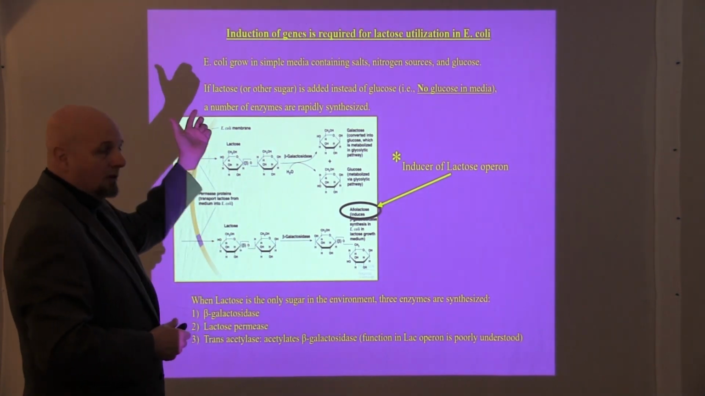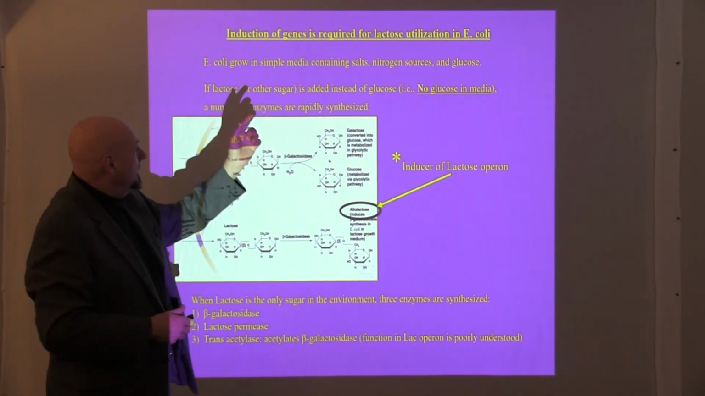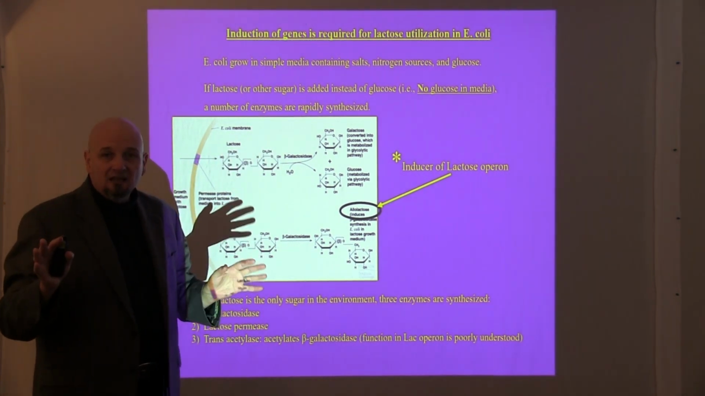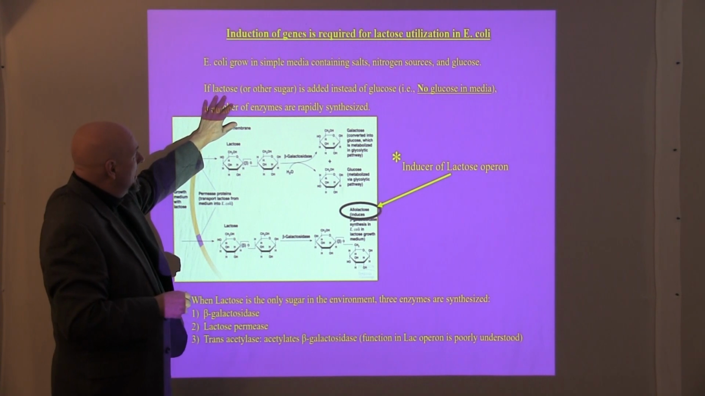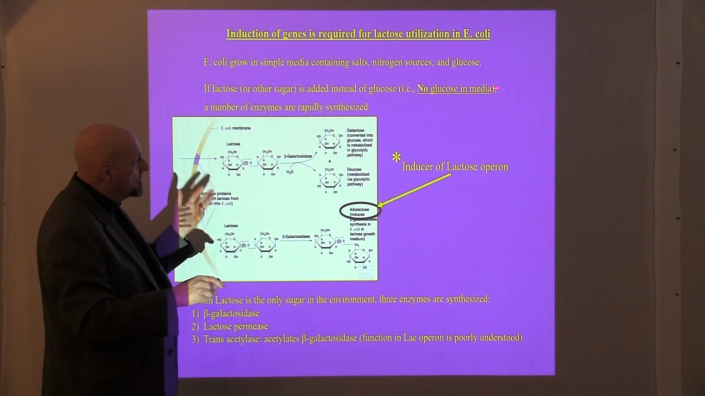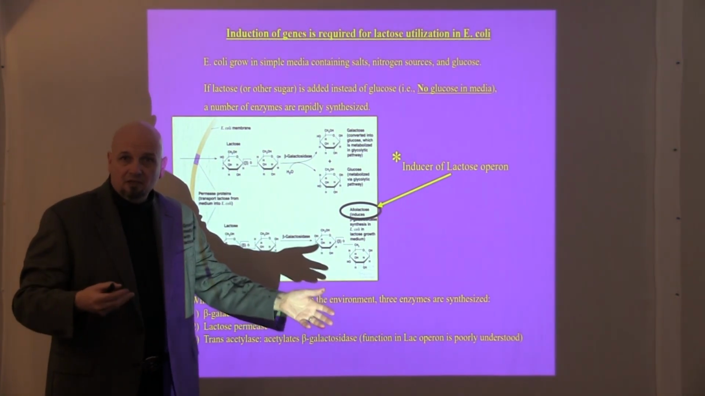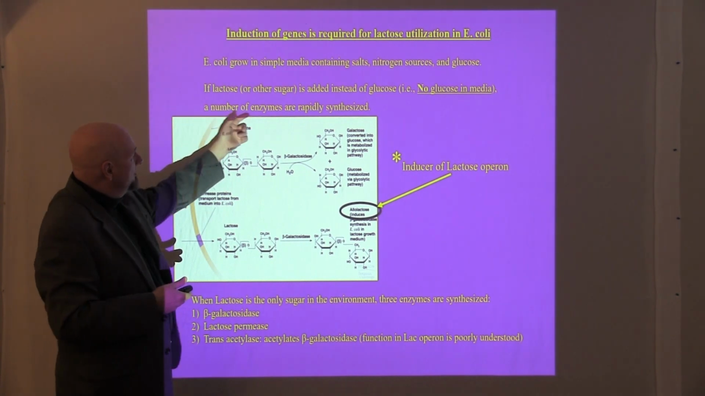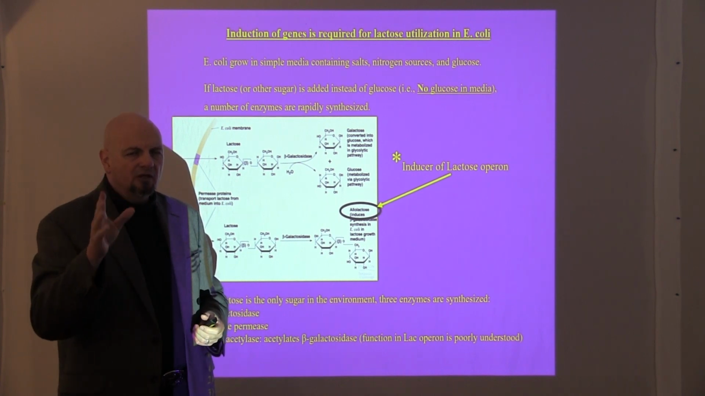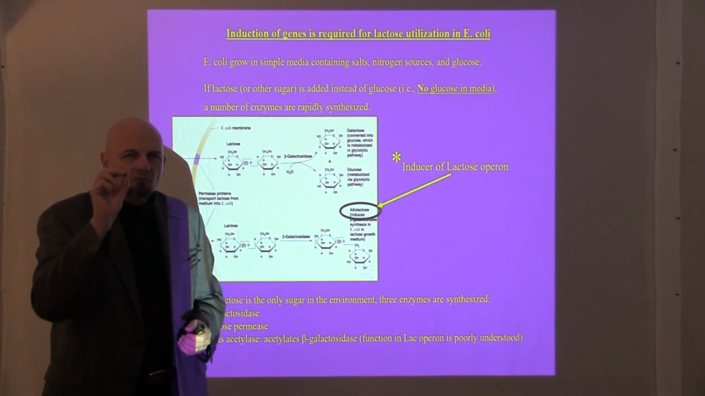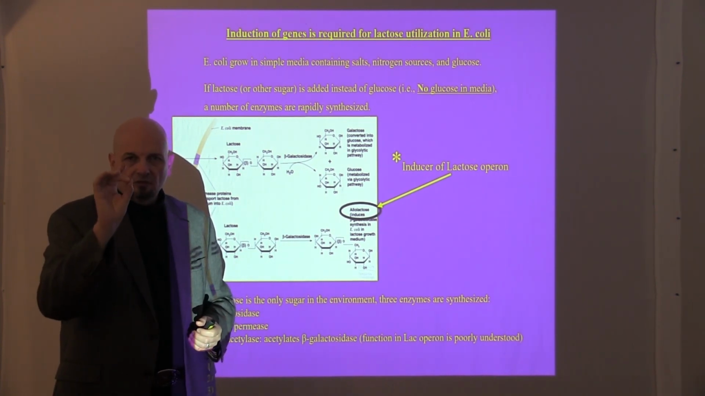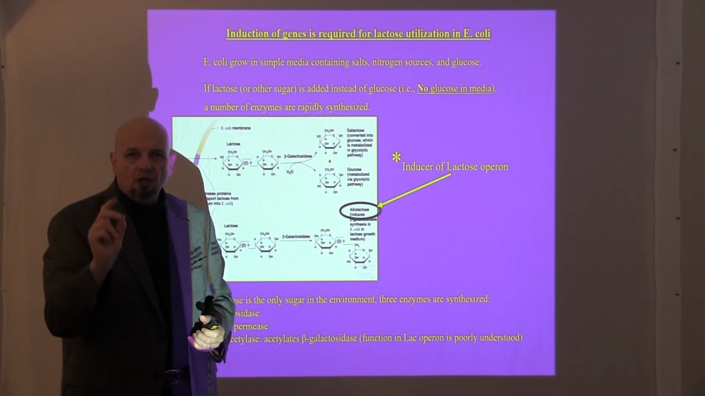Okay? Now, E. coli, as you know, can grow in simple media containing salts, nitrogen sources, and glucose. That's all they need, and they can grow in that. Now, as I said, if lactose suddenly is added instead of glucose to that environment, so there's no glucose, in case, for example, we don't put it in the media, we just put lactose, a number of enzymes have to be rapidly synthesized. Now, here's the interesting part about these particular enzymes that can utilize lactose. A small amount of them are always present in the bacteria, a very small amount.